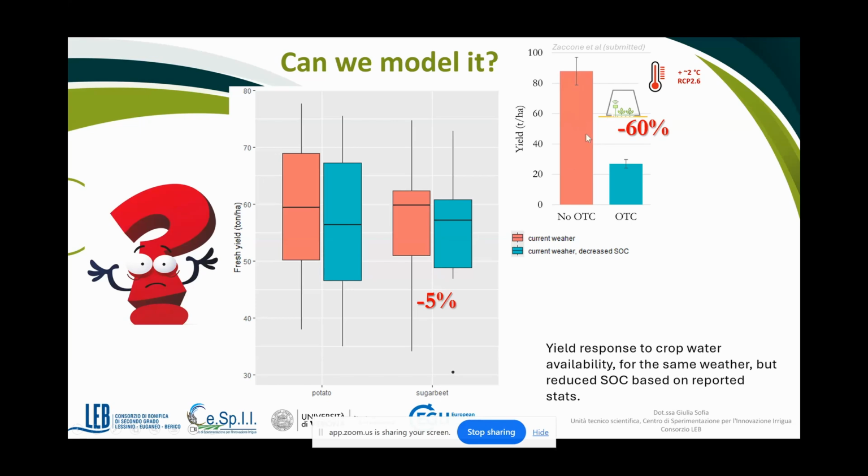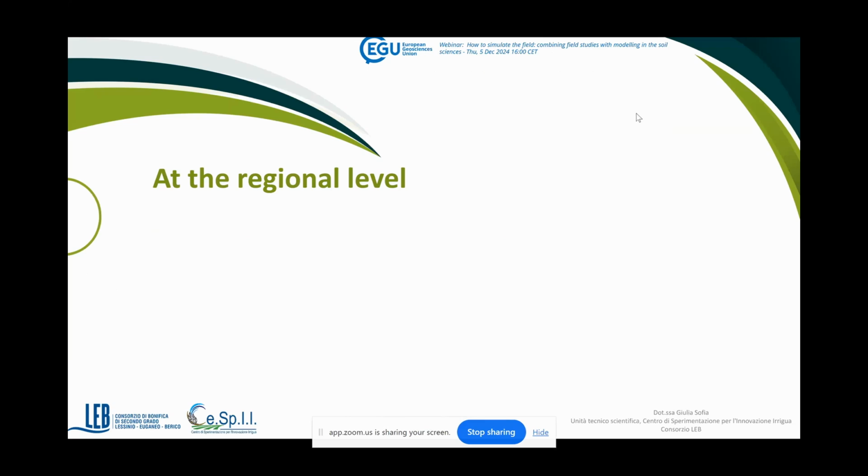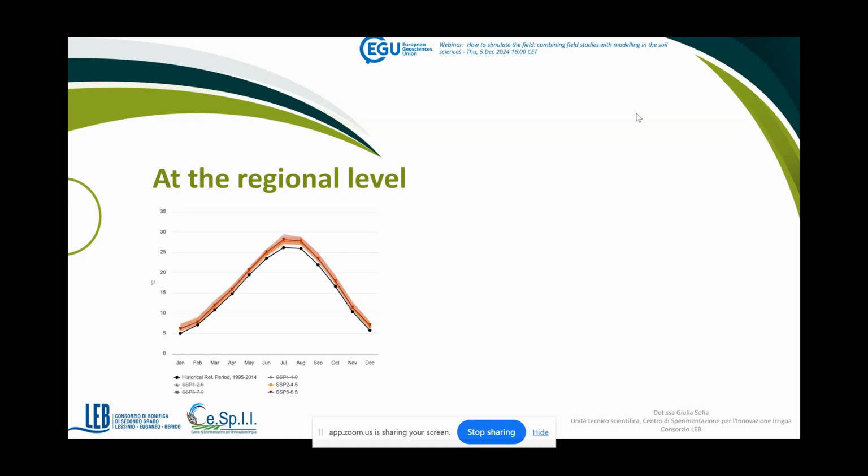So the red bar is the one for a regular climate outside the greenhouses. The blue one is the production within, with this 2 degrees raised inside the chamber. This was 2023, so actually a quite rainy year in history. So what we did is we took at the regional level how the climate has been projected to change for the 2.6 scenarios. So we do see an increase in spring and summer.